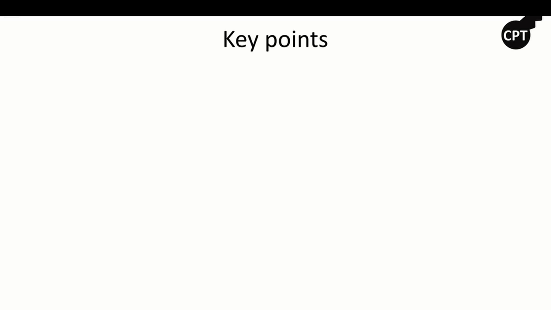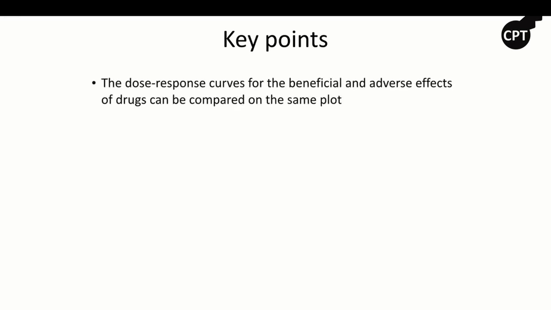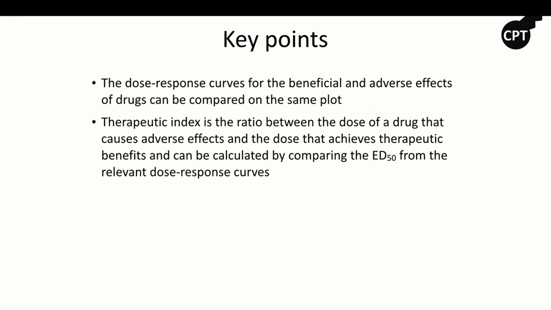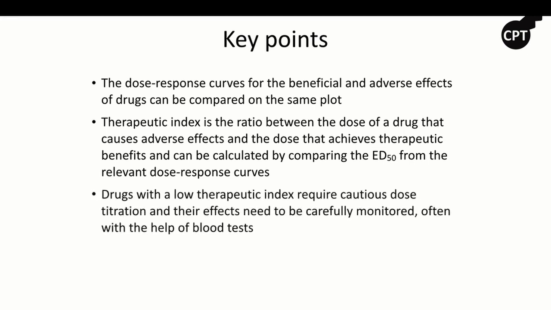That brings me to a brief review of the key points of this presentation. The dose-response curves for the beneficial and adverse effects of drugs can be compared on the same plot. Therapeutic index is the ratio between the dose of the drug that causes adverse effects and the dose that achieves therapeutic benefits, and can be calculated by comparing the ED50 from the relevant dose-response curves. Drugs with a low therapeutic index require cautious dose titration, and their effects need to be carefully monitored, often with the help of blood tests.